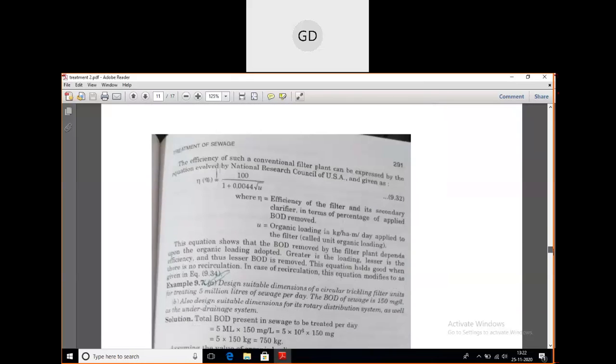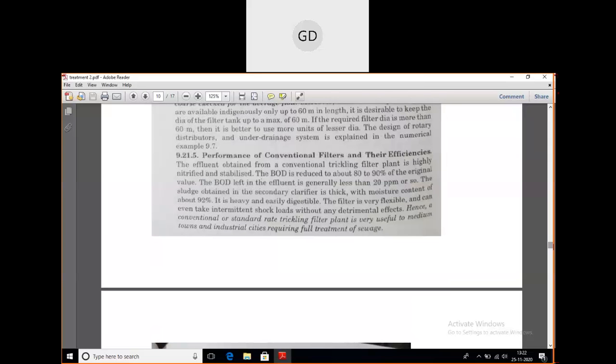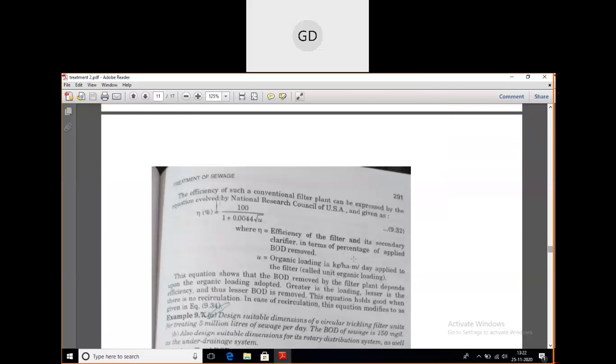Okay, so now with all this, again you have to find out the efficiency. You need to find out the efficiency of the filter. So how will you find out the efficiency? This is the formula. Efficiency is always in percentage, that one everyone knows. So the formula is eta equals 100 by 1 plus 0.0044 root over U.